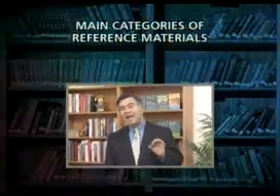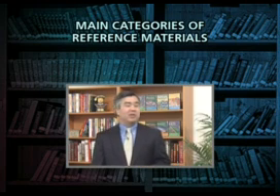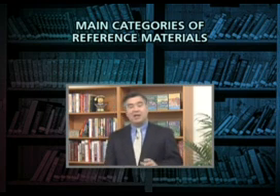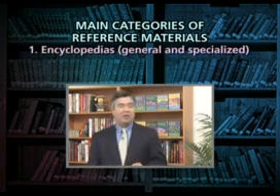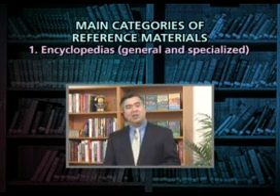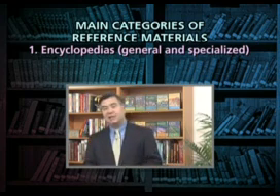The librarian can help you sort all of that out. There are 9 main categories of reference materials that every student ought to be familiar with. Let's go through the 9 now. First, encyclopedias. This includes both general and specialized encyclopedias.